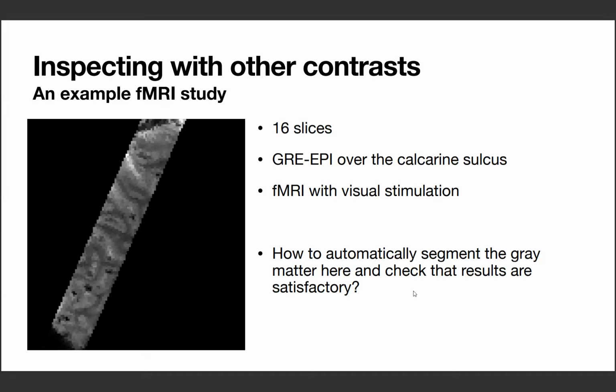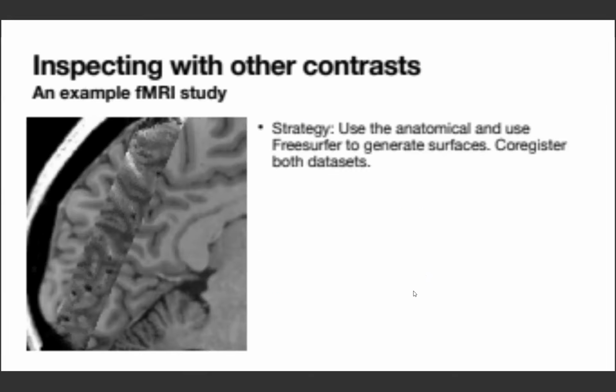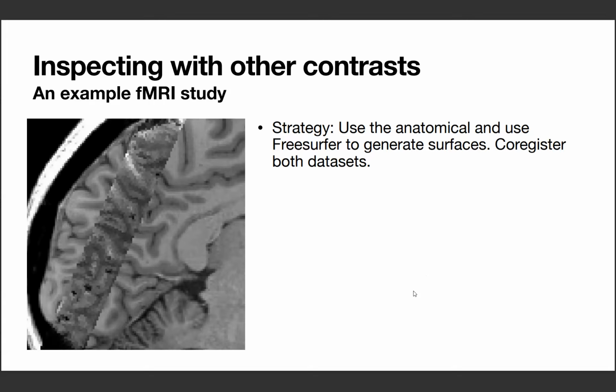How do we automatically segment the gray matter here and check that the results are okay? There's not much contrast in the image. Maybe there's a little bit, but it would be very tricky to do this in EPI space. And so the strategy is we use the anatomical. We assume that it is registered. We'll hear more about this later.